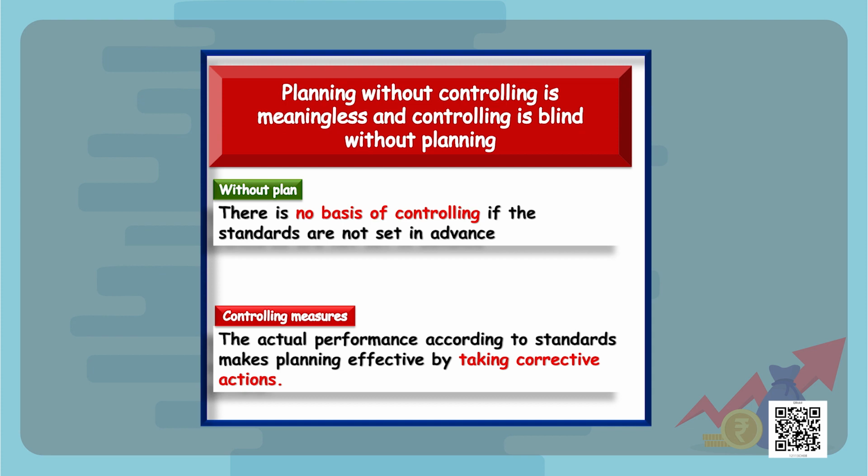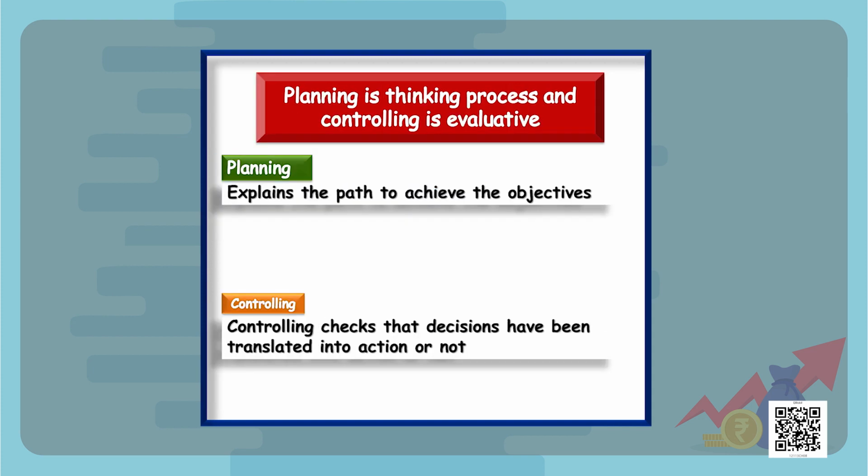This line is justified because without planning there is no basis of controlling if these standards are not set in advance. But with planning, the actual performance can be measured according to the standards set and effective steps can be taken to achieve those standards. Then we have, planning is a thinking process and controlling is evaluative. Planning explains the path to achieve the objectives, whereas controlling evaluates whether those objectives have been achieved or not.